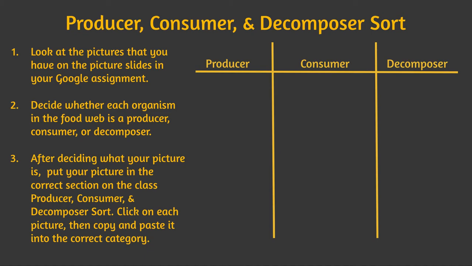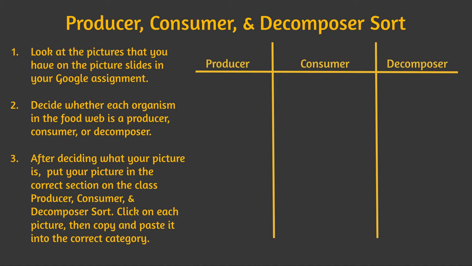Your activity for this week is a producer, consumer, and decomposer sort. So your instructions are to look at the pictures that you have on the picture slides in your Google assignment. Decide whether each organism in the food web is a producer, consumer, or decomposer. After deciding what your picture is, put your picture in the correct section on the class producer, consumer, and decomposer sort. Click on each picture, then copy and paste it into the correct category.